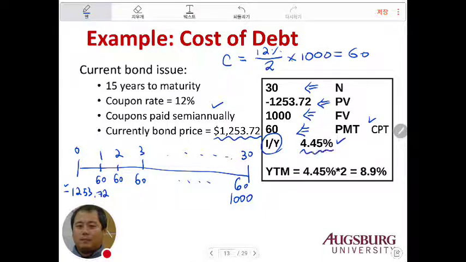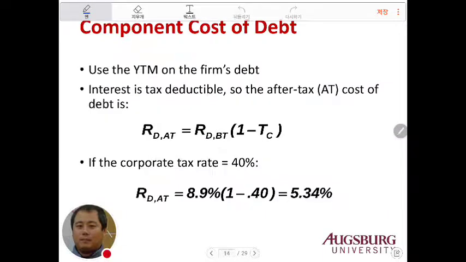Now this is not the end because this is actually the 6-month rate. We have to convert YTM to the annual rate, which is the multiplication, like multiplying by 2, making it annual rate 8.9%. So 8.9% is the cost of debt for these bonds. Now, so this is easy.